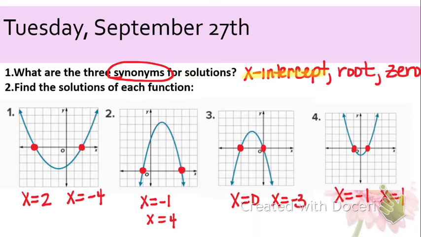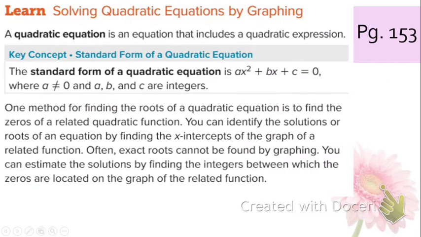Our first lesson is going to go into homework 16, which is how to graph in standard form. So go ahead and go to page 153. And then off to the side, if you have space or on a separate sheet of paper, let's talk about the steps to graph in standard form.